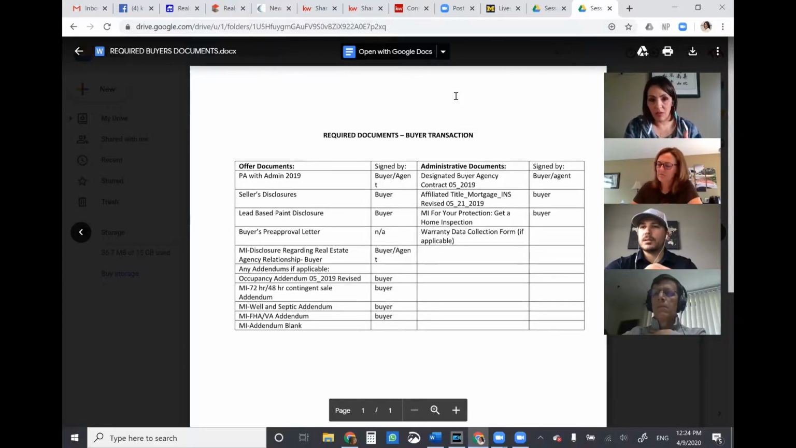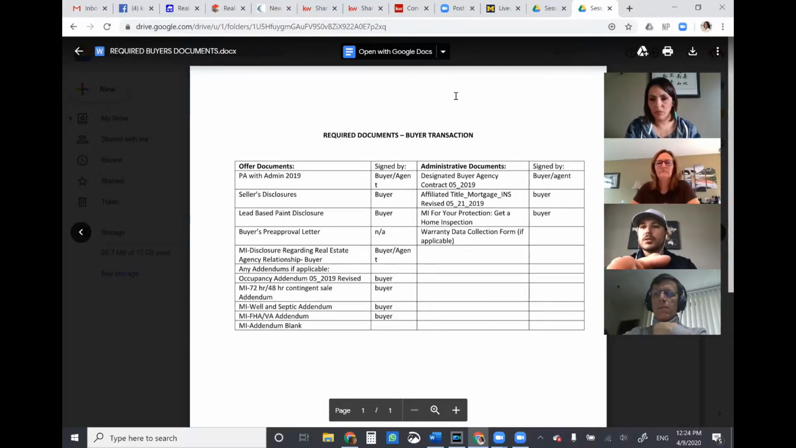Doesn't the designated buyer agency contract handle that between us? No. The state of Michigan requires that the agency disclosure be signed, because that's what you're sending to the listing agent. And then the buyer's agency contract is what commits you to each other as agent and client contractually.